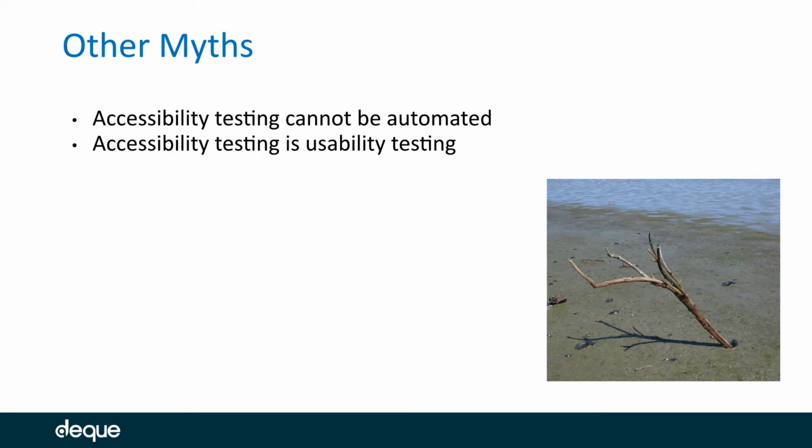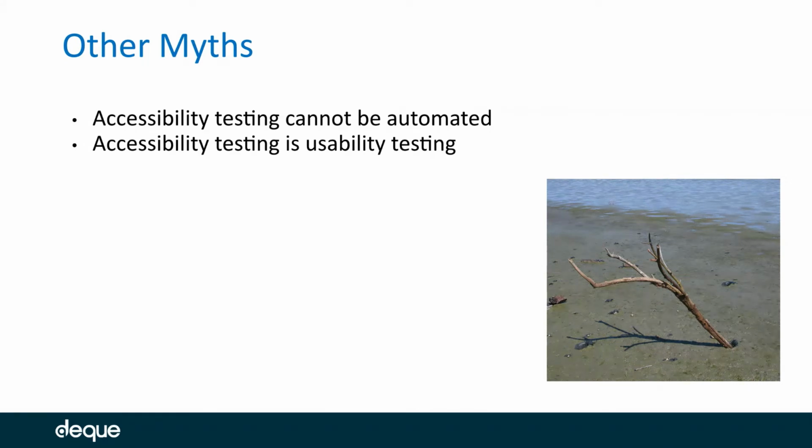The second is that accessibility testing is usability testing. It's not. There are two aspects to accessibility, and usability, like I told you earlier on, is extremely important. Usability testing with people with disabilities is extremely valuable and extremely important. But there is something called technical accessibility. And technical accessibility boils down to three things.